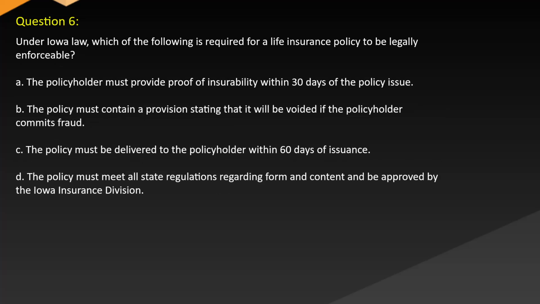Question 6. Under Iowa law, which of the following is required for a life insurance policy to be legally enforceable? A. The policyholder must provide proof of insurability within 30 days of the policy issue. B. The policy must contain a provision stating that it will be voided if the policyholder commits fraud. C. The policy must be delivered to the policyholder within 60 days of issuance. D. The policy must meet all state regulations regarding form and content and be approved by the Iowa Insurance Division.